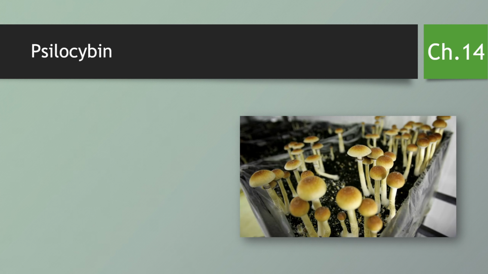All right, the next drug to talk about here is psilocybin. This is the psychedelic component that comes from mushrooms or magic mushrooms, right? So this is the idea of this chemical that is found and is produced naturally through different forms of mushrooms that grow in the wild.